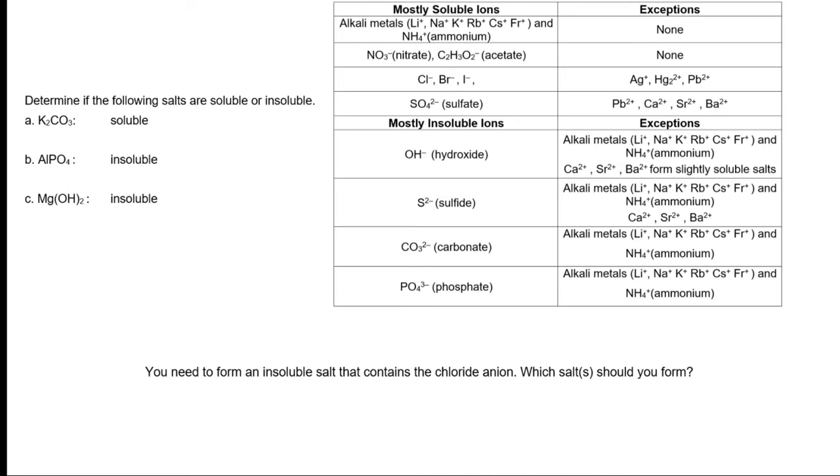So if I find my rules for chloride, here we go, they're with the halogens. You see that chloride is a mostly soluble ion, but we want to form something that's insoluble, so we want to look at the exceptions. And I can see there are 3 exceptions for the chloride ions: silver, mercury, and lead. So I have 3 insoluble salts that I can form with chloride: silver chloride, mercury chloride, and lead chloride.